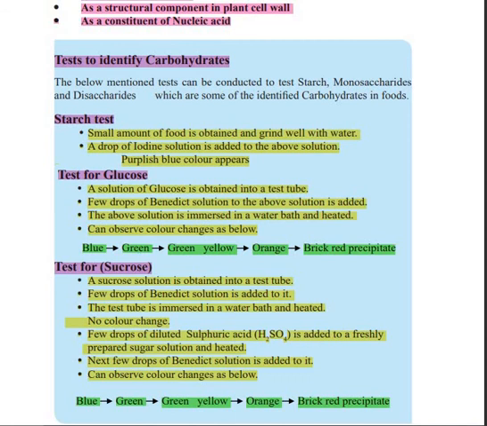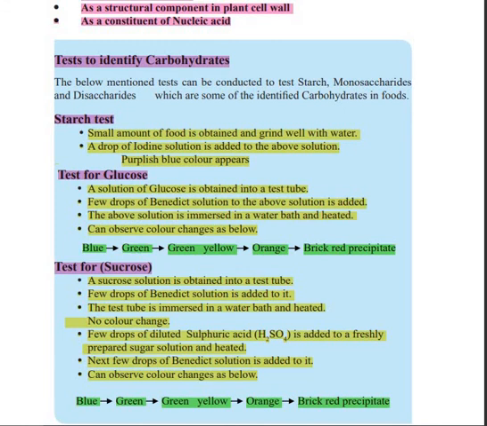Next we can see the test for glucose. We must get a solution of glucose in a test tube. Then add some drops of Benedict solution, immerse it in a water bath and heat it. Then we can observe the color change as blue, then green, yellow, orange, and then brick red precipitate.